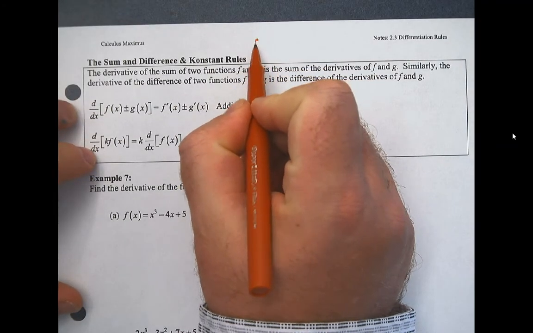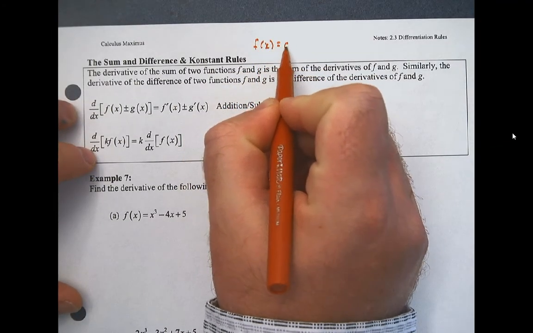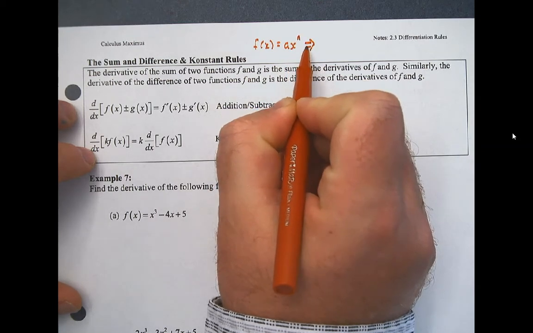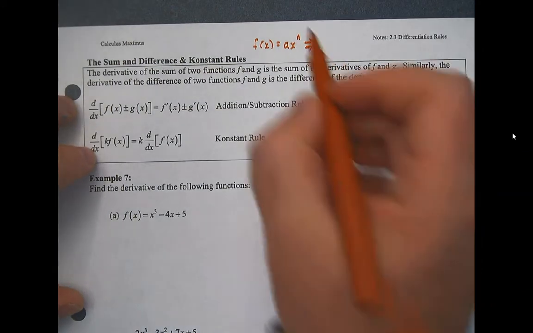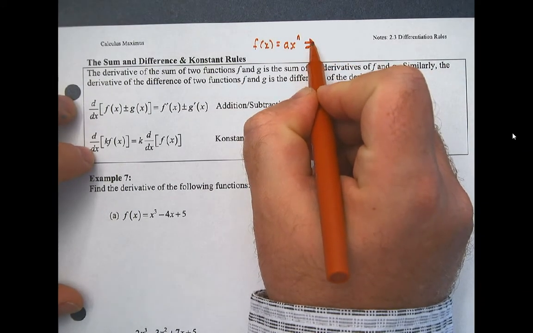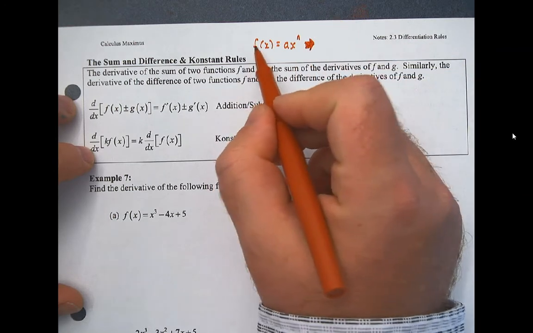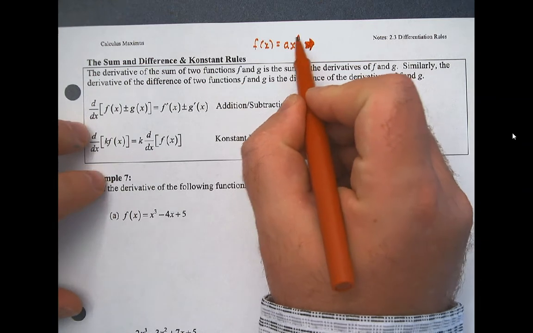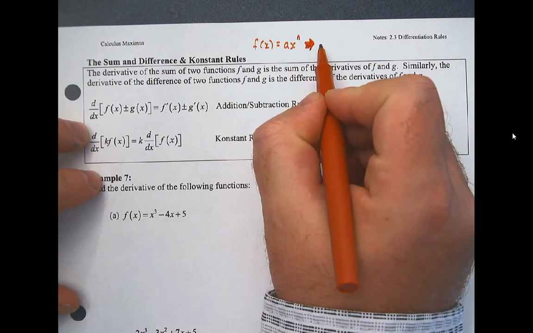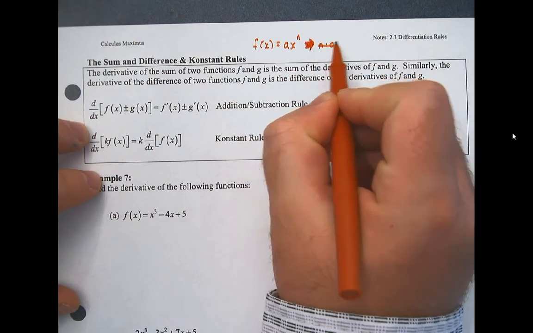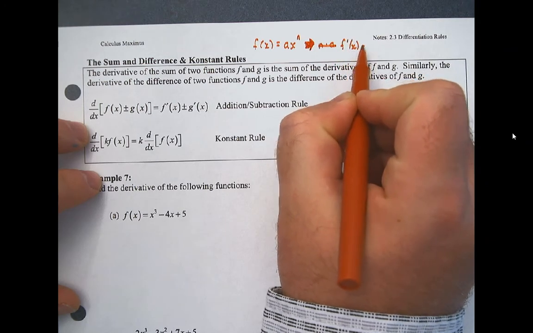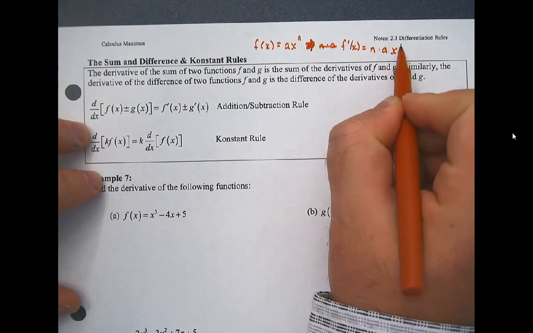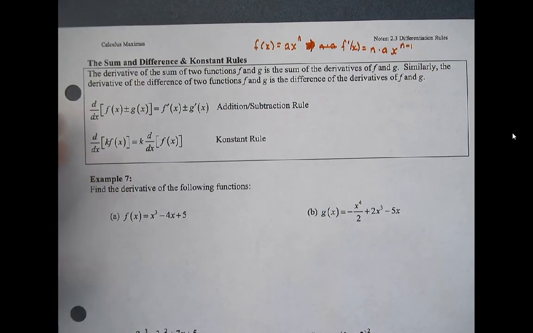Let's see if we can do a quick problem here. f of x equals ax to the n. What is the derivative of that? Well, I would derive according to the power rule. I would multiply the exponent times the coefficient, so that would be n times a. f prime of x would equal n times a, x to the, and then we would subtract 1 from the exponent. So there's our power rule.